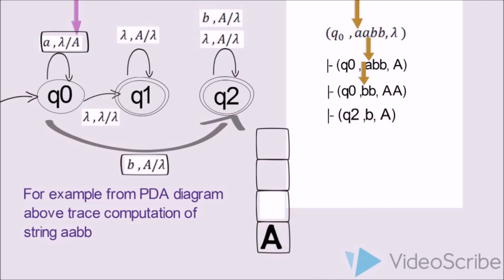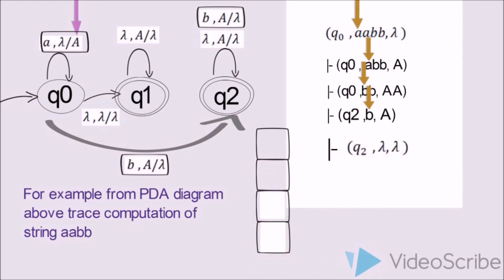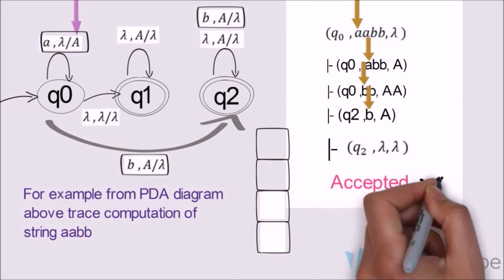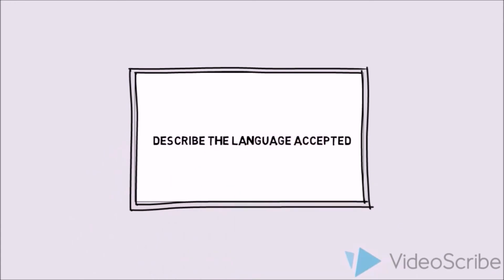For the last input, which is B, we will use this equation at the Q2 state. So, we can remove or pop this capital A from our stack. So now, our stack is back to empty and our final state is Q2. Since we fulfill the condition, the input string AABB is accepted.